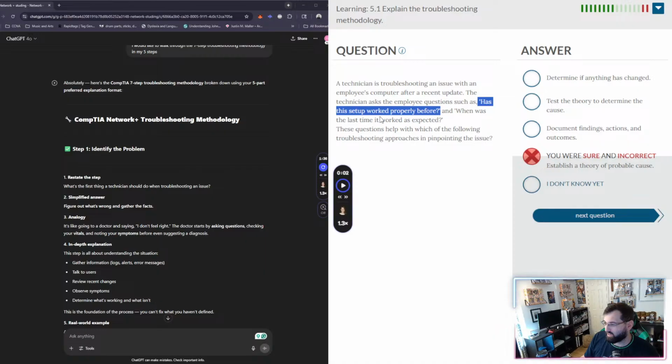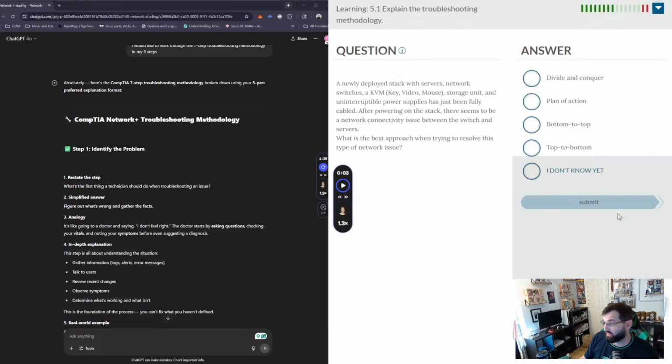Has this setup worked properly before? When was the last time it worked? Determining if anything has changed. I swear to God, if that's not the right answer either.